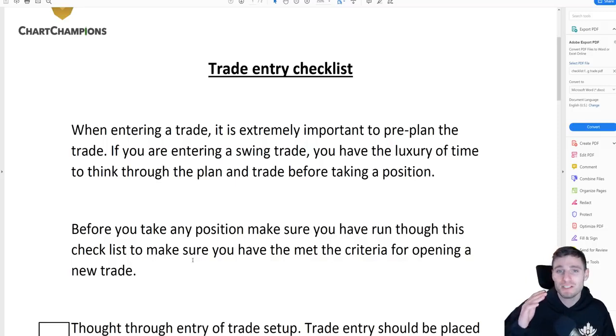And if you can only tick 2 of these boxes, don't take the trade. There are 4 tick boxes. You need to make sure that you're ticking all 4 before you enter the trade, otherwise you're gambling, and you do not want to be a gambler. You want to be a trader that is consistent.